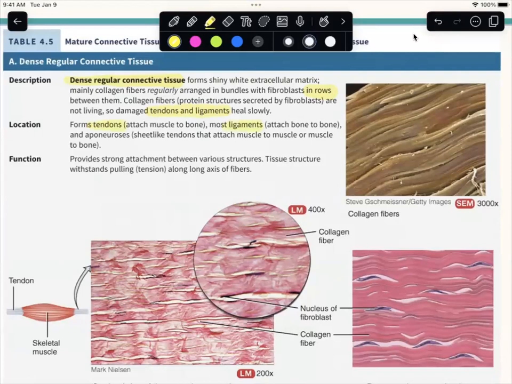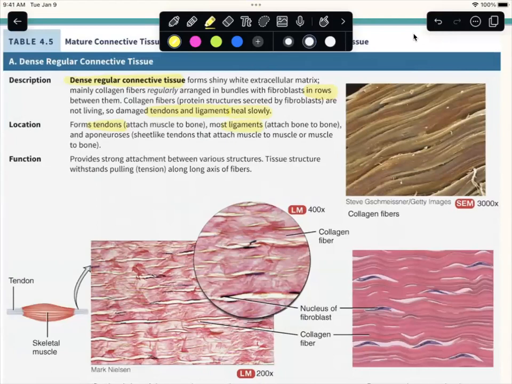So tendons connect muscle to bone. Ligaments hold bone to bone. We'll go through some of these when we get to the bones and the joints chapters later on. But that's where we're going to find this. This is why when you sprain an ankle, it takes a long time to heal, because collagen fibers don't repair themselves very well.